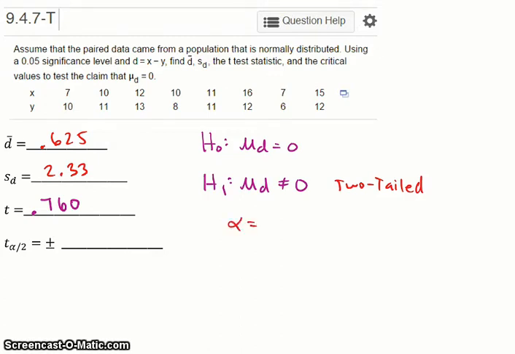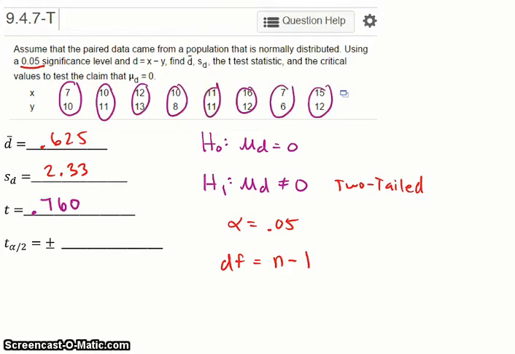And then alpha, the significance level, is 0.05. And lastly, we need the degrees of freedom. df is, not always, but in this case, n minus 1. n is the number of pairs of matched data. So that's 1, 2, 3, 4, 5, 6, 7, 8. So 8 minus 1, the degrees of freedom is 7. So we need to know that it's a two-tailed test, alpha is 0.05, and degrees of freedom is 7.